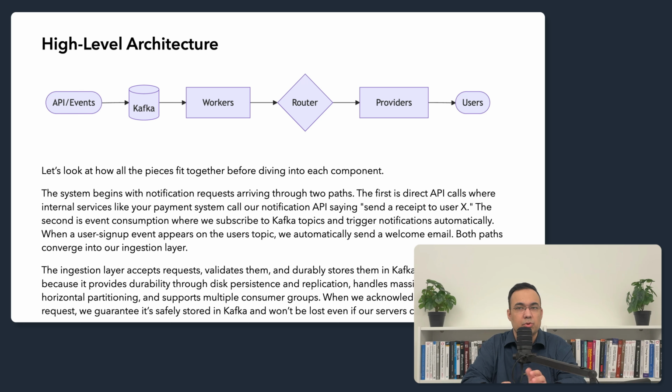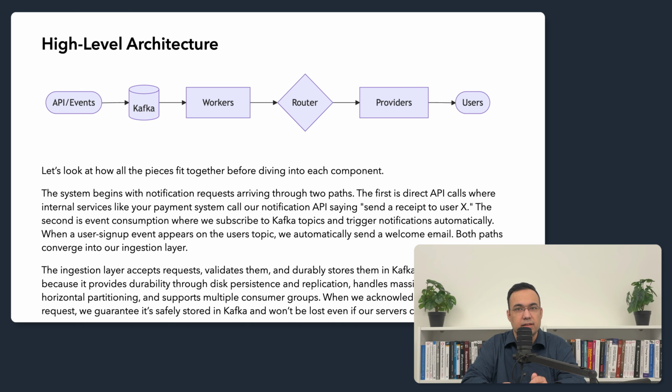Data stores include PostgreSQL for user preferences, notification history, and content storage. Redis handles caching for hot data like user preferences and device tokens. Kafka serves as both the ingestion queue and the processing backbone. The key principle is decoupling through queues. Each layer scales independently if we do that.